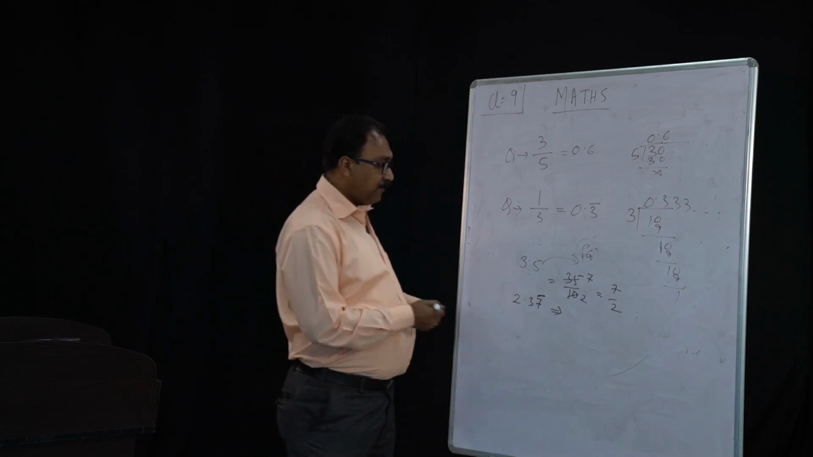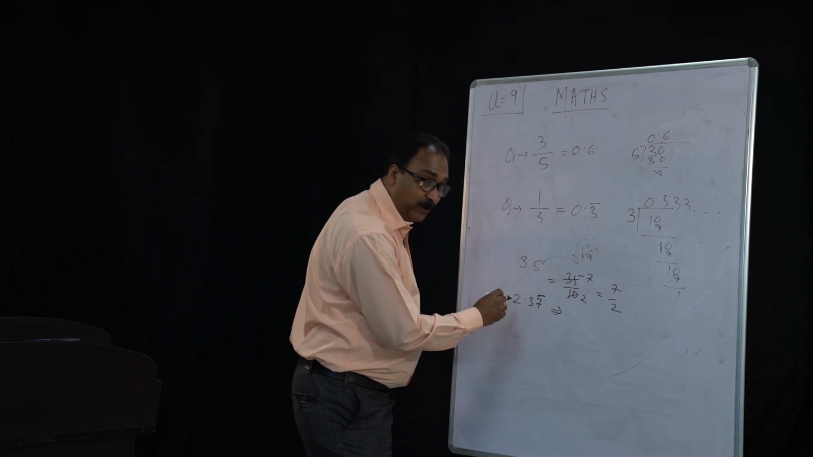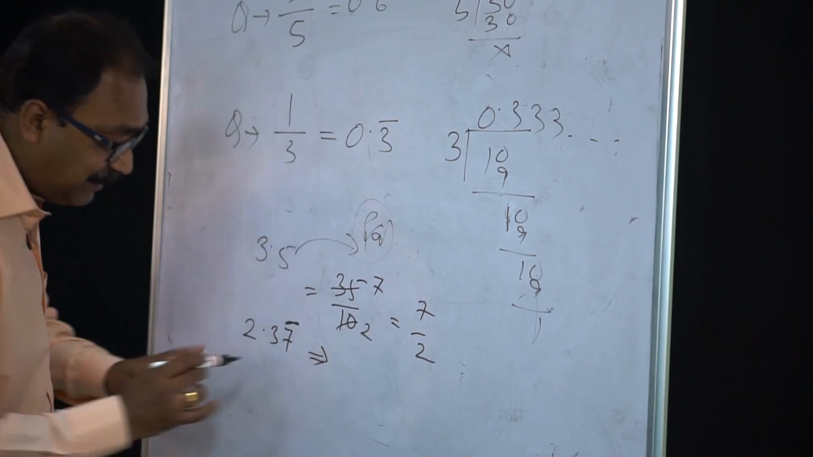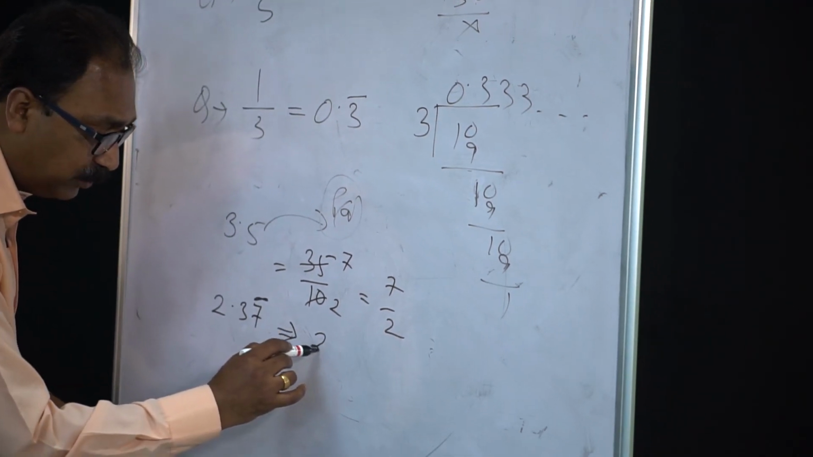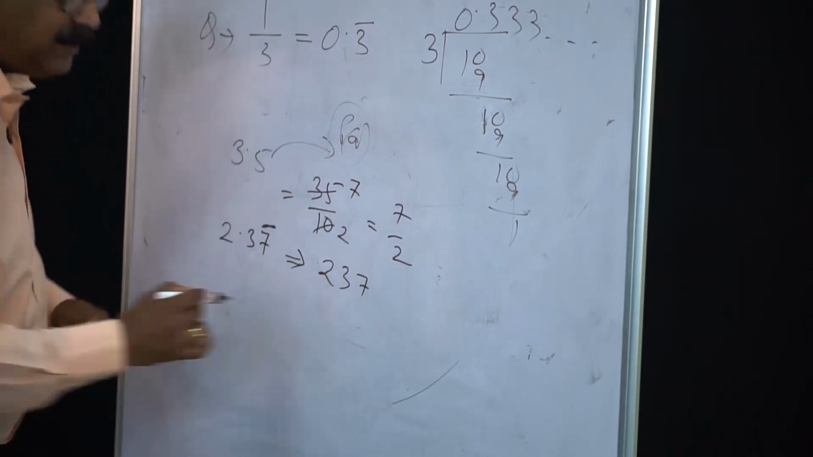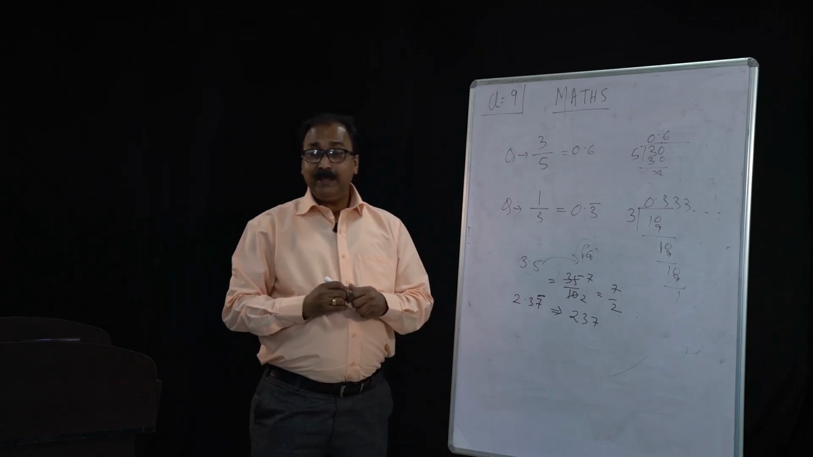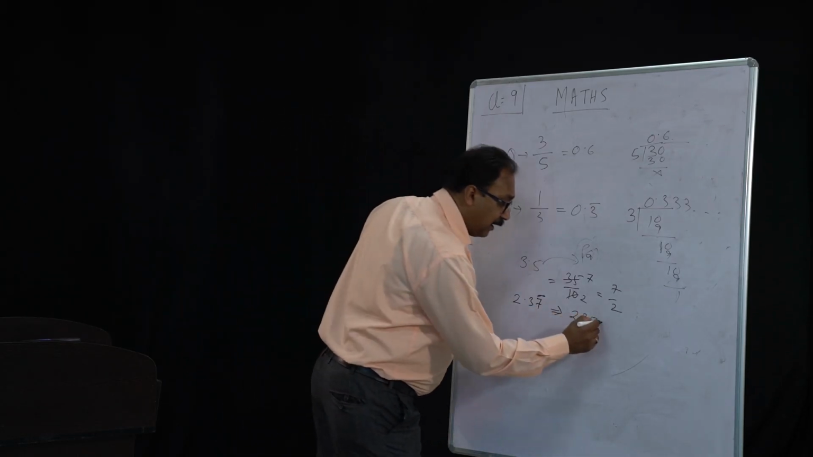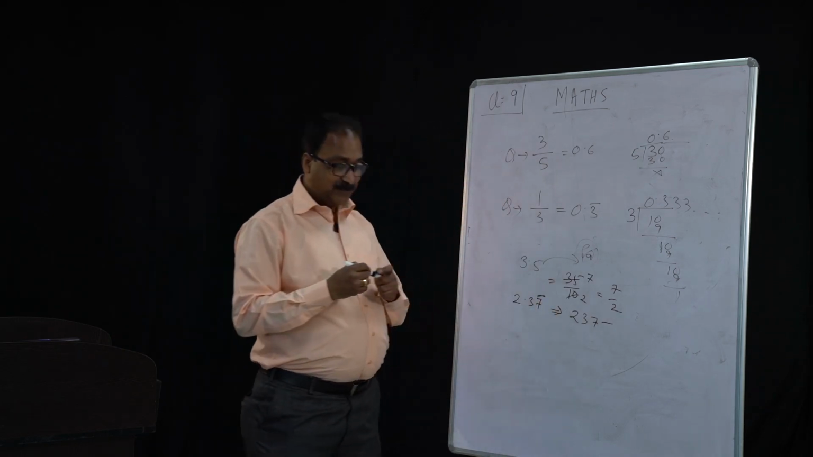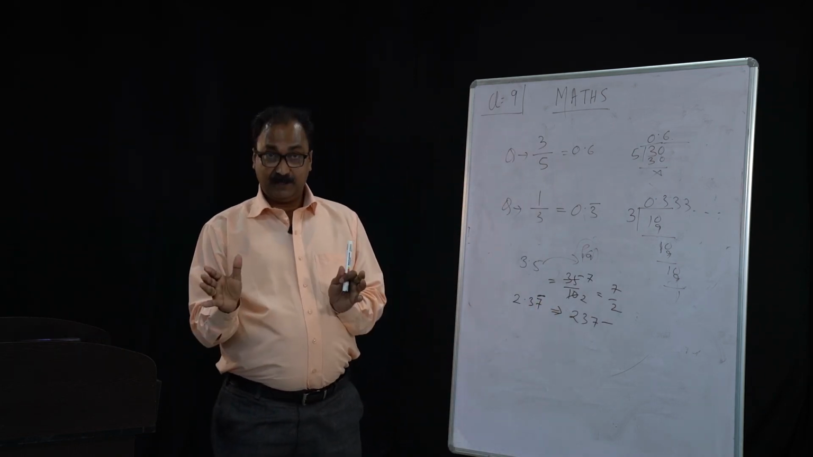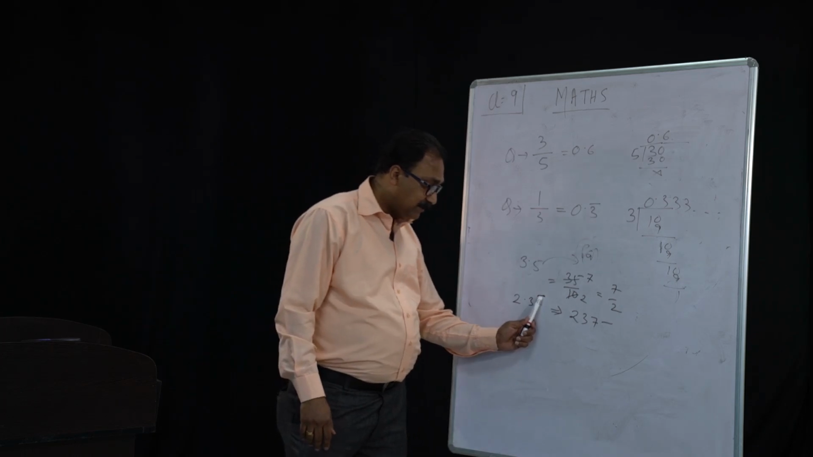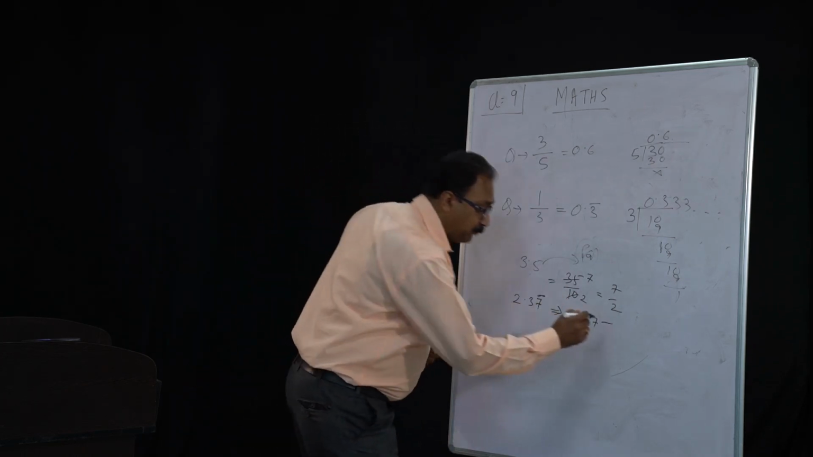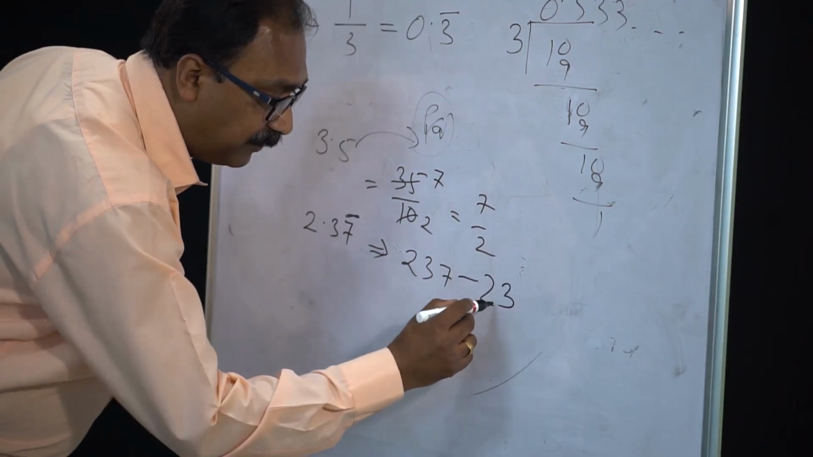Clear? First you write the number ignoring everything. All the numbers you write without considering any decimal or bar, like 2, 3, 7. I consider all the numbers ignoring decimal and bar. Clear? Now I have to subtract the numbers which do not repeat. Here which one is repeating? 7 is repeating, but 2, 3 is not repeating. So we have to subtract the numbers which are not repeating.